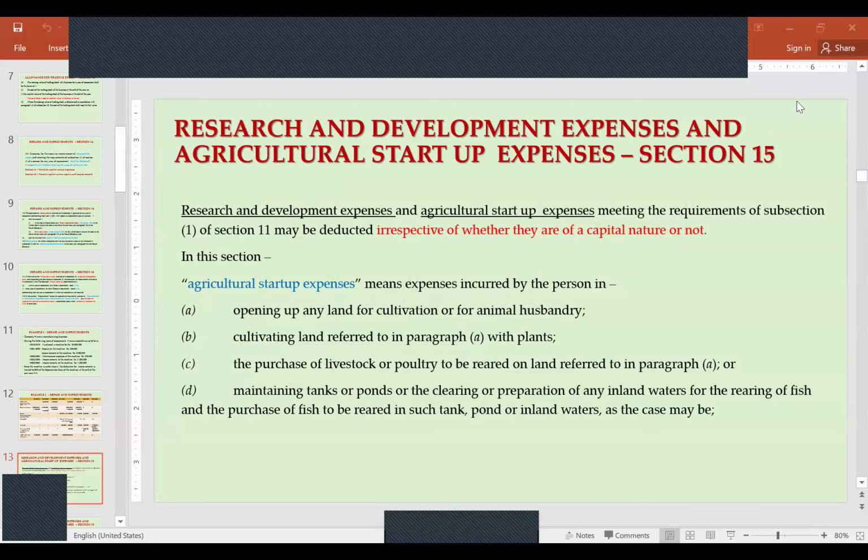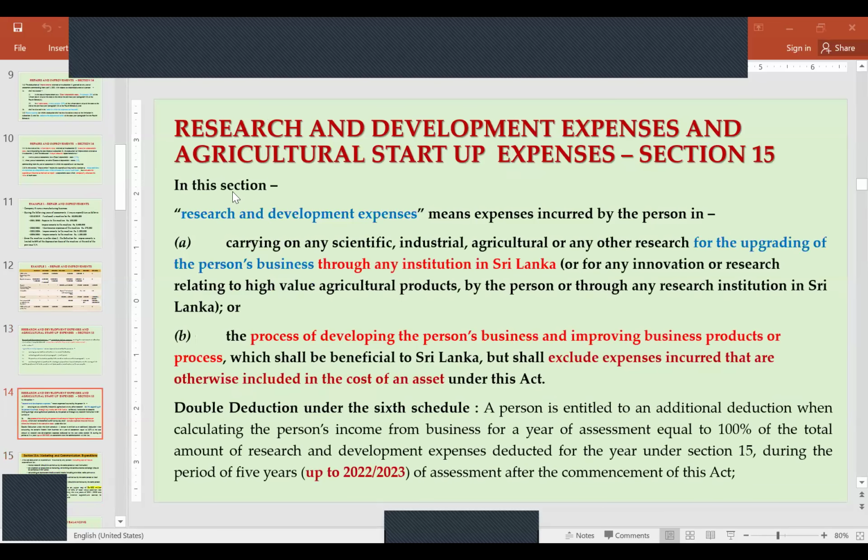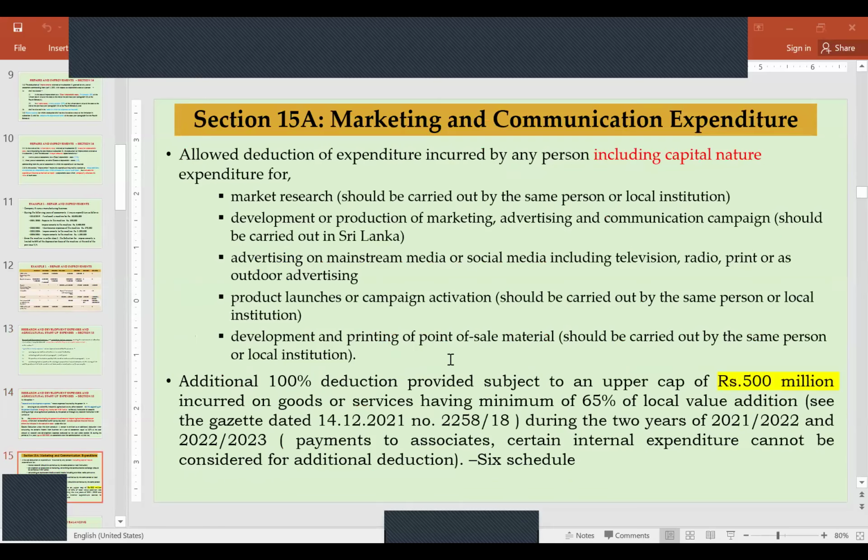Then we discussed section 15, that is for research and development and agricultural startup. I explained what the research and development expenditure is and what the agricultural startup expenditure is. It is given in the section also as a definition for that specific type of expenditure. Then today we have to start from section 15A.